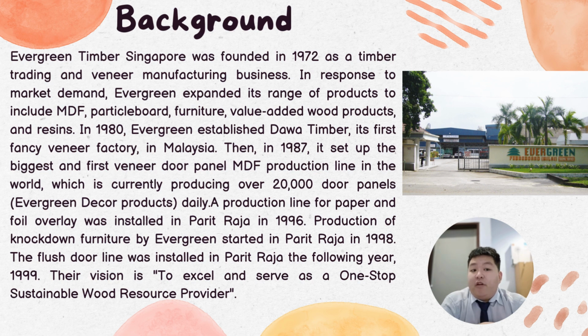The production line of paper and wood overlay was installed in Pasir Raja in 1996. The production of furniture by Evergreen started in Pasir Raja in 1998. The first line was installed by Pasir Raja the following year, 1999.